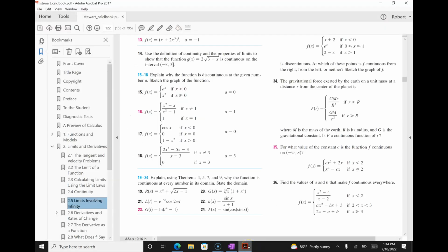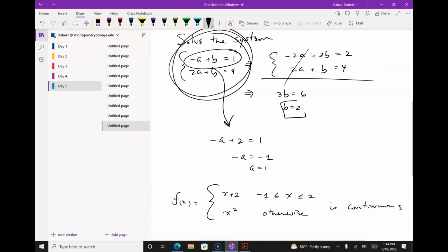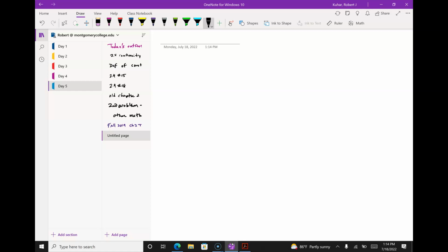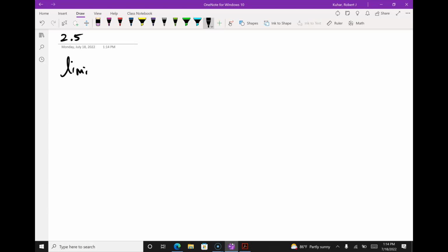And this particular piece is about limits involving infinity. So this is section 2.5. Limits involving infinity. So basically two types, okay? And you'll see this again in Calc 2. You're looking for vertical and horizontal asymptotes, basically, right?